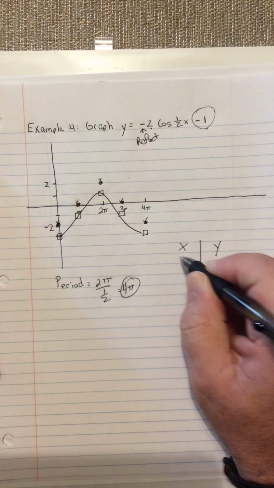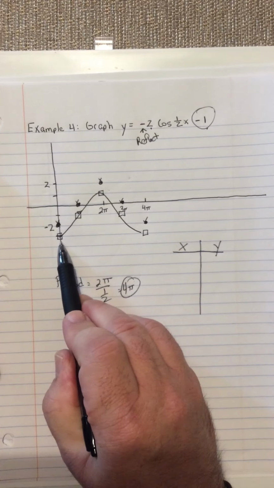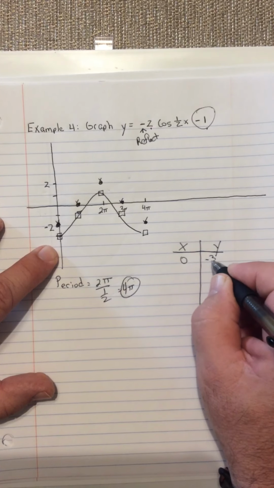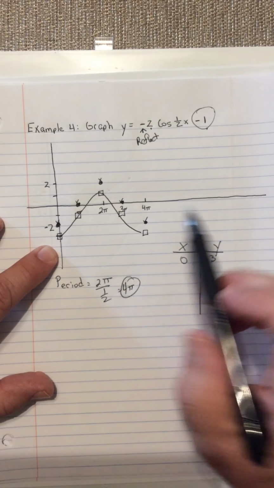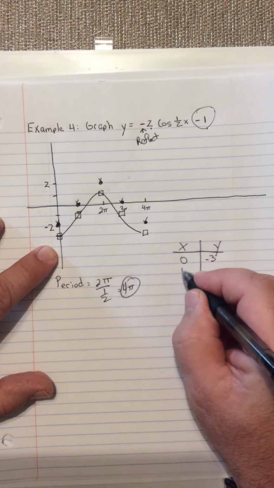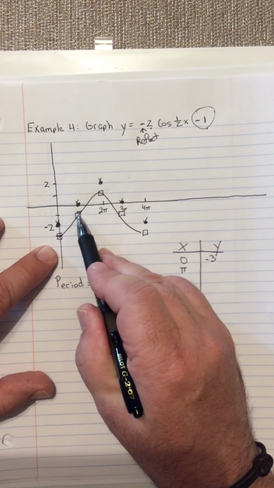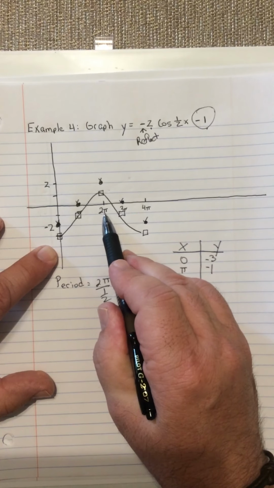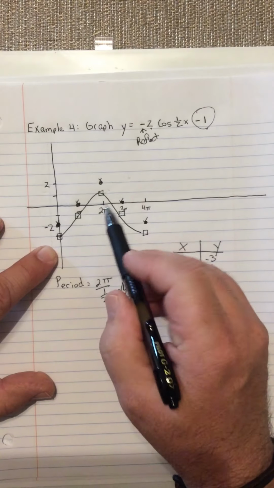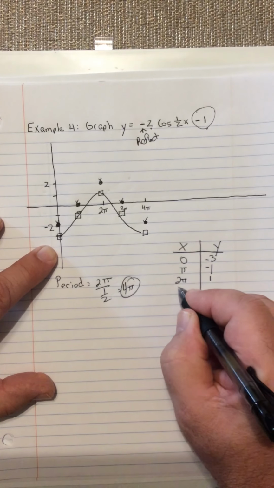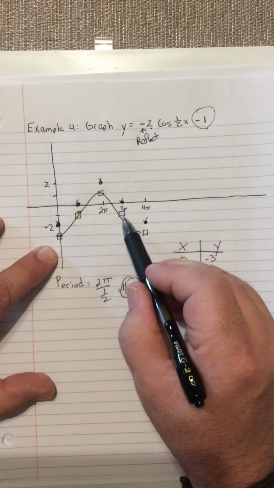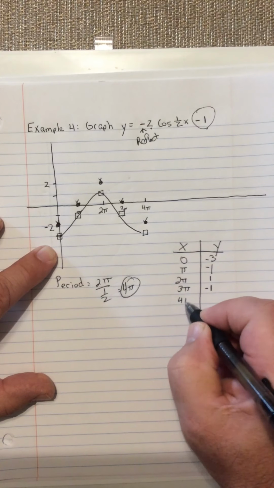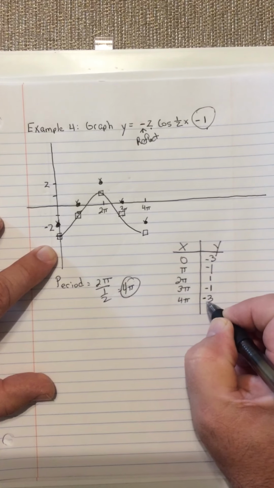we know when X is 0, Y was at -3. When X was pi, over pi units here, Y was -1. When X was 2 pi, Y was up to 1. When it was 3 pi, it's back down to -1. And when it's at 4 pi, it was at -3.